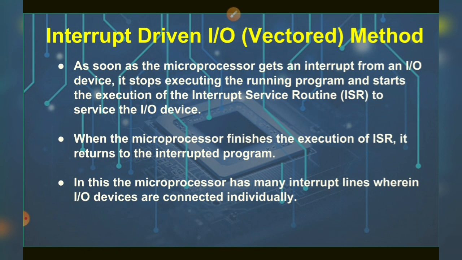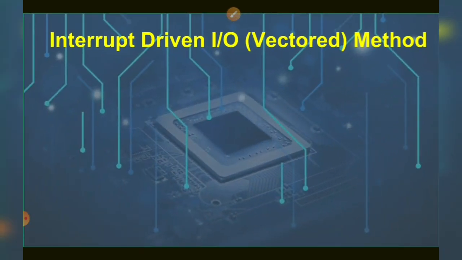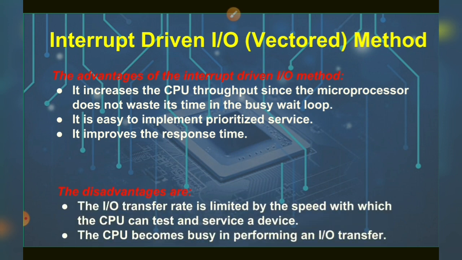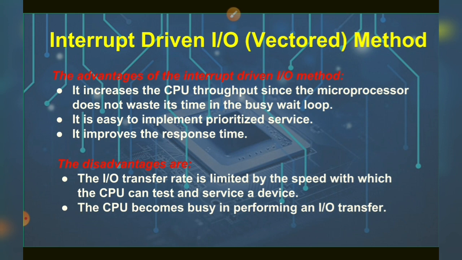In this method, the requesting device interrupts the processor whenever it wants to communicate, and since the processor knows the memory location from where it has to run the ISR program, it is also known as vectored method. Here, each device is connected individually. It can have prioritized service without any delays in the response. But remember, the processor, whenever interrupted, would be stopping the main program to service the device, and the transfer rate would be limited by the speed of the CPU testing and servicing the device.